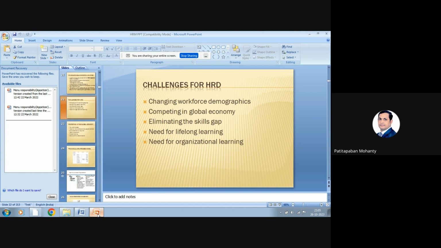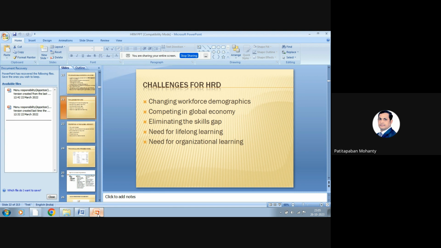The next is the need for lifelong learning. As you know, learning is a continuous process, so lifelong learning is required to make companies or organizations more successful in terms of their product, process, or materials. Providing lifelong learning to every employee, to every person, is also a big challenge for human resource development.